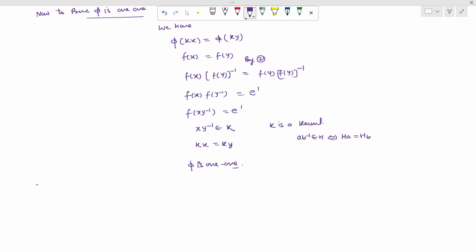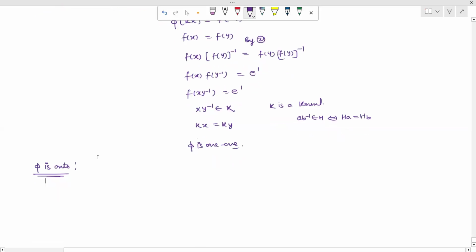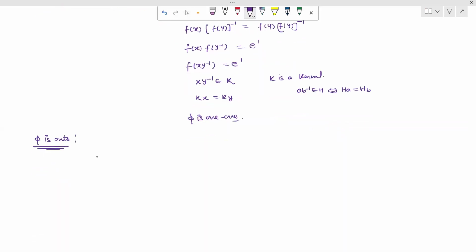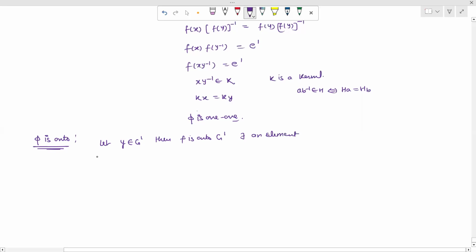Now we shall prove that phi is onto. For proving this, we take y to be an element which belongs to G dash. Since f is onto G dash, there exists an element x which belongs to G, which is the preimage, such that f of x equal to y.